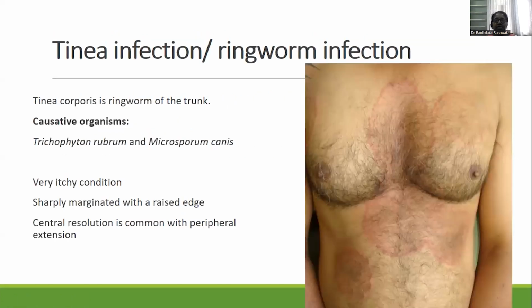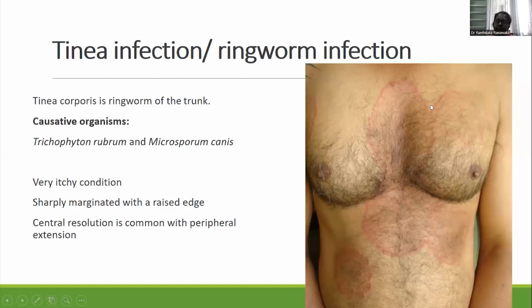So the next one is tinea infection, or we call it ringworm infection. When this tinea affects different parts of the body, different names are given. So this is tinea corporis, when it affects the trunk, right? The organisms are the same in all tinea infections. It's either Trichophyton rubrum or Microsporum species, right? Trichophyton also has different species. Commonest are rubrum and Microsporum canis. This is a very itchy condition.